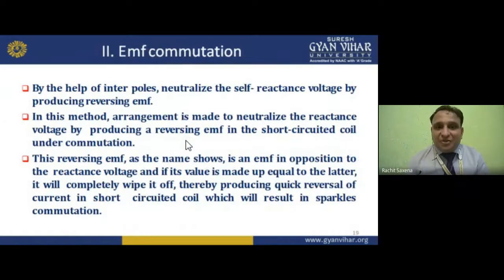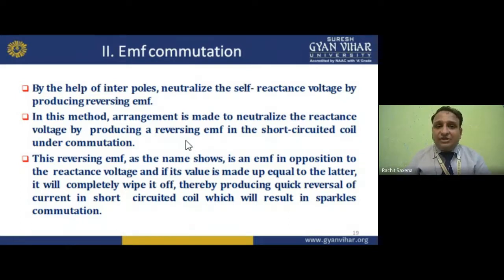Now second is EMF commutation. Now by the help of interpoles, I earlier told you that if I want to decrease the armature reaction phenomena, I need two things: compensating winding and interpoles. So those are the interpoles we can use. Now why are we using this? By the help of interpoles, we neutralize the self-reactance voltage by producing a reversing EMF. In this method, arrangement is made to neutralize the reactance voltage by producing a reversing EMF in the short-circuited coil, the coil under commutation.